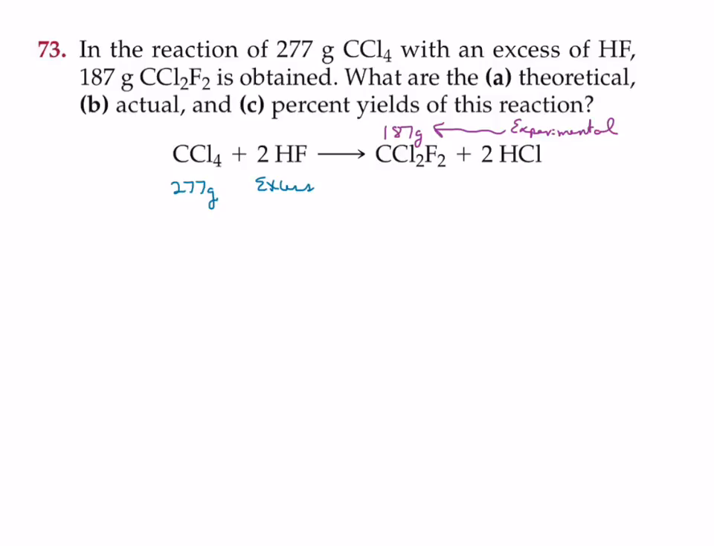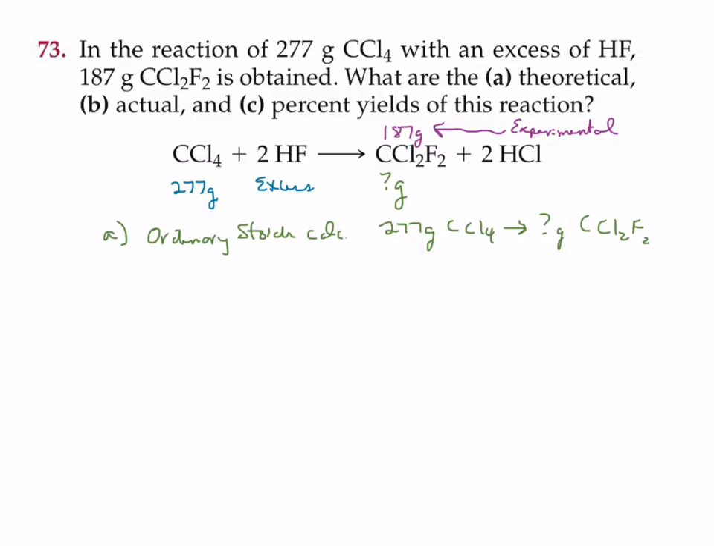Okay. So it looks like we got excess HF. Carbon tetrachloride is in limited supply. The experimental mass of the CCl2F2 is 187 grams. Okay. So the questions, we have A, B, and C. So for question A, what is the theoretical yield? Theoretical yield then is we're going to go from the limited supply reactant, that 277 grams of CCl4, to question mark grams of CCl2F2. Okay, that's your theoretical yield.